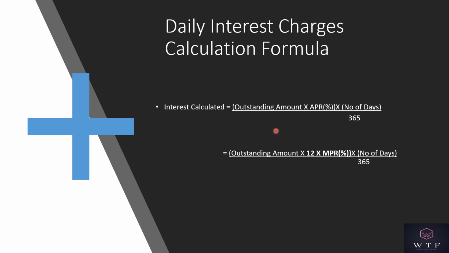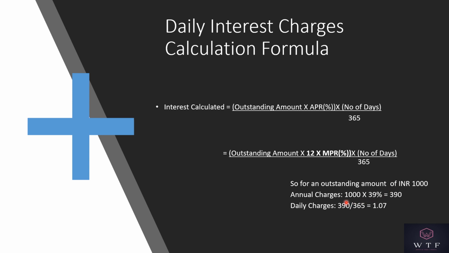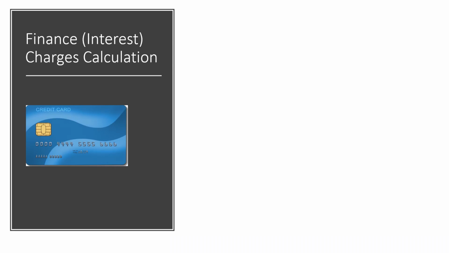Now to understand this, let us say there's an outstanding amount of 1000 rupees and your credit card has an APR of 39%. What would be the annual charges levied on that 1000 rupees? That would be 39% of 1000 rupees, which is 390 rupees. The daily charges would be 390 divided by 365, the number of days in a year, which would be 1.07. And if you wanted to calculate it for 30 days, it would be 1.07 into 30 days, which would be 32.1 rupees.